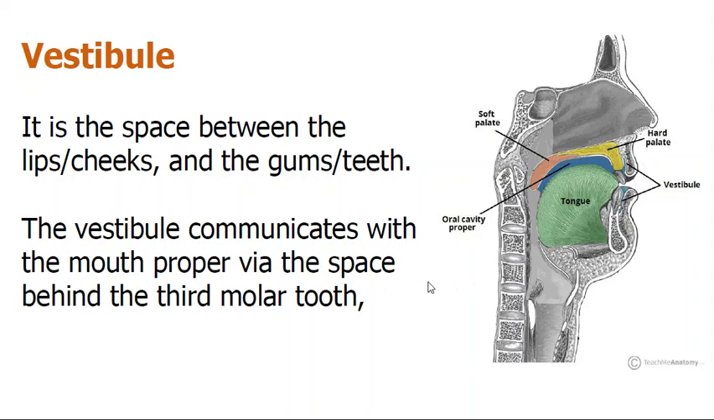The vestibule communicates with the oral cavity proper behind the last molar tooth of the person. When you put your finger between the cheek and the closed teeth, you can feel a gap behind the last teeth, whether right or left, and this space is the site of communication between the vestibule and the proper oral cavity itself.